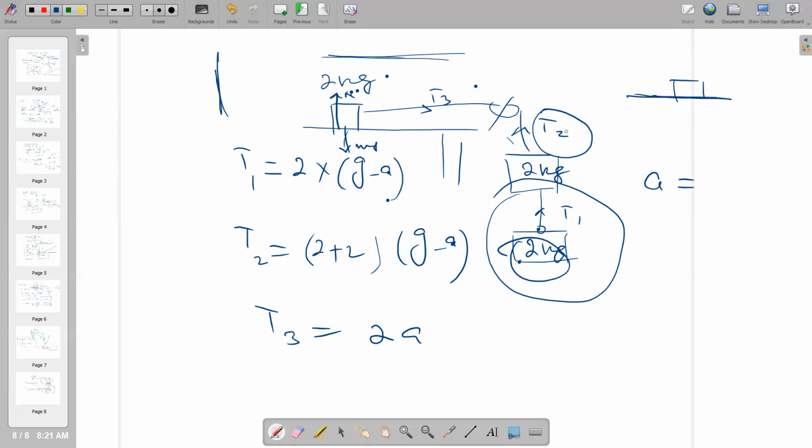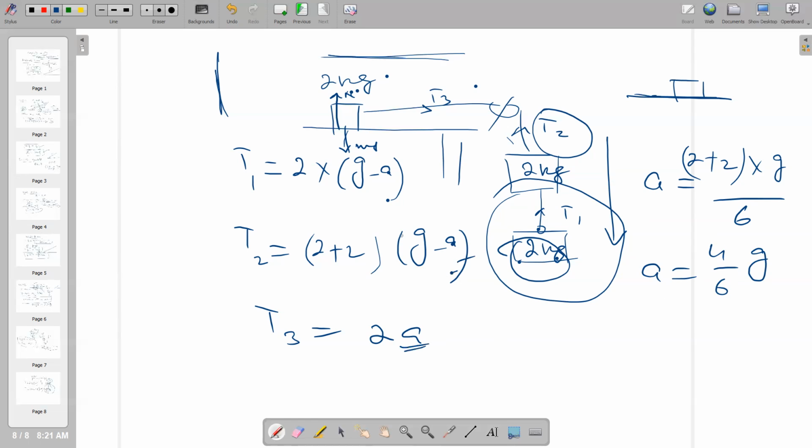So if you want to find the acceleration in this direction, what will you do? You will add the two masses, 2 plus 2, and multiply by G, divided by the whole mass. Whole mass means 2 plus 2 plus 2. So this is 6. So the acceleration is 4 over 6 G. You can put the acceleration here, here, here, and solve for T1, T2, and T3. So the blocks are connected. Okay. So remember this one.